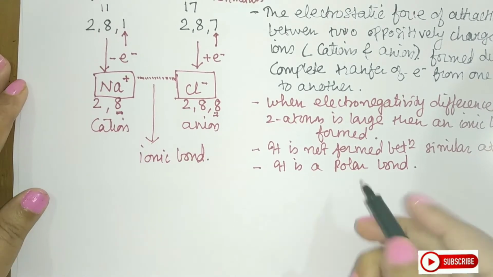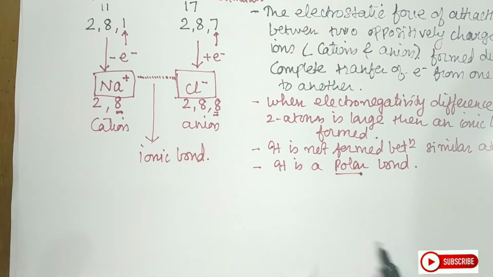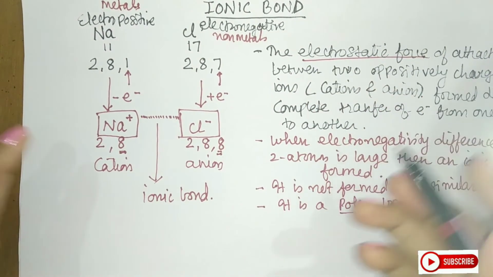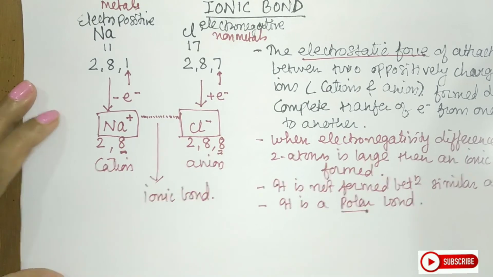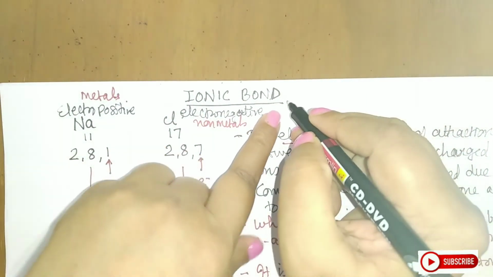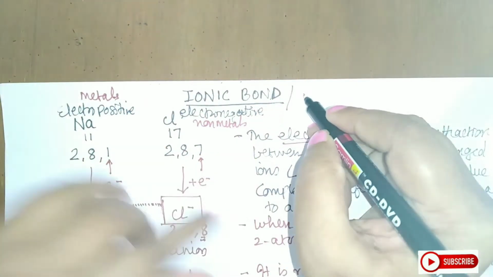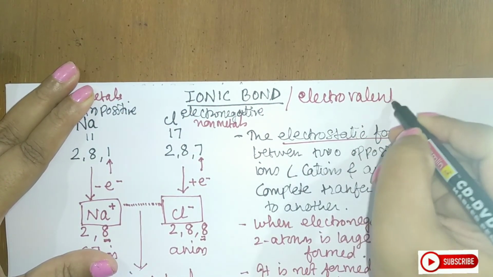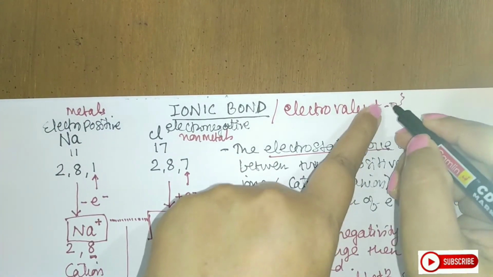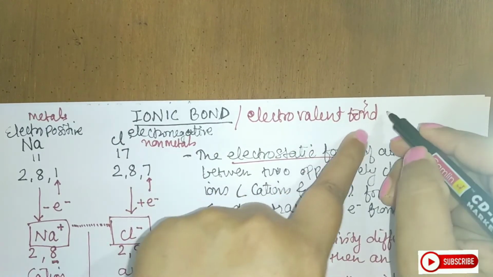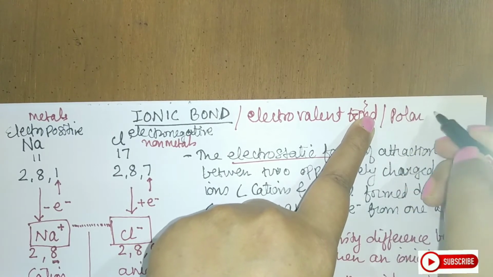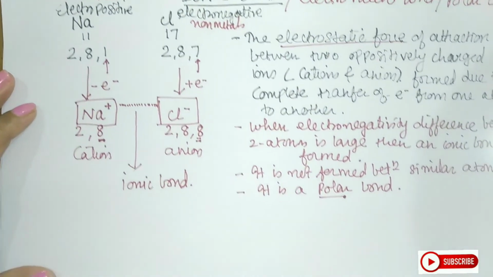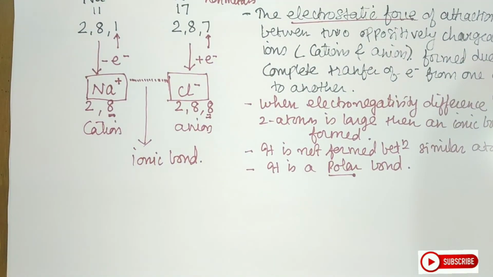Now students, as I said, it is a polar bond. The force of attraction between the two ions is an electrostatic force that holds the two atoms together. Other than ionic bond, this bond is also called an electrovalent bond, or it is also called a polar bond. So there are various names for the same term, that is ionic bond. So this is all about an ionic bond.